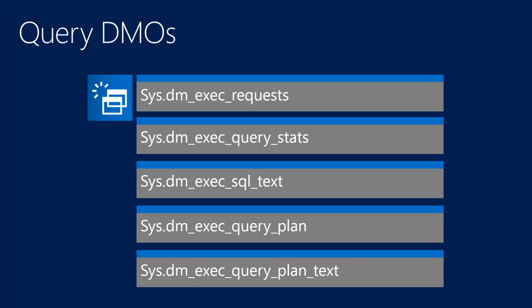Come on. System exec SQL text, exactly what you expect. It pulls back the SQL text. Query plans, it pulls the query plan back. Query plan text pulls back the query plan XML as a text object. Why would you care about that one? Because it's a lot easier selecting against a text object and doing searches through that than trying to do XPath queries.